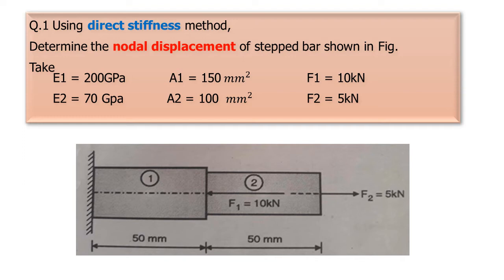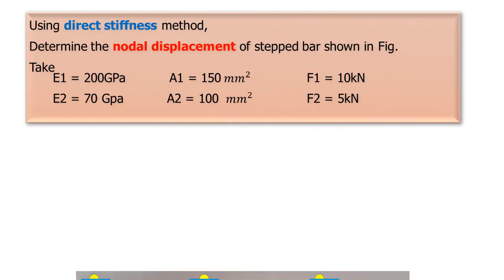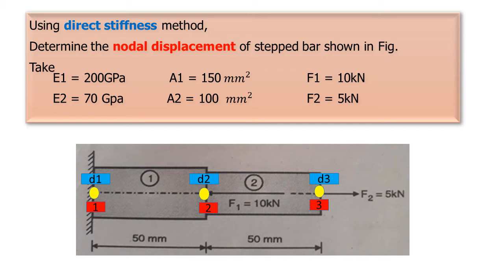Data is given for these two elements. For the first element, Young's modulus is 200 gigapascal, area is 150 mm square, while for the second element, Young's modulus is 70 gigapascal, area is 100 mm square, while F1, that is load of 10 kilonewton, is applied at this node position. This was our question, that we have to find out nodal displacement.